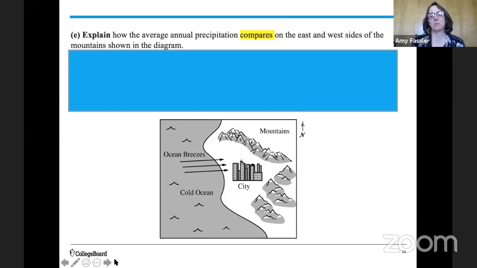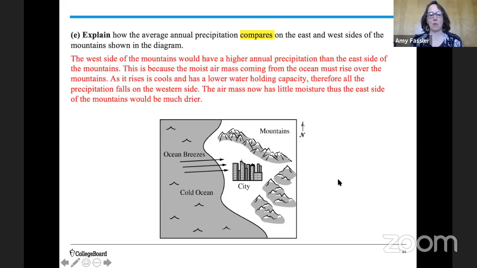Next, we're going to go to explain how the average annual precipitation compares on the east and west side of the mountains. And the key word there is compare. If I simply say one side of the mountains has a lot of rain, period, I'm not going to have expressed that comparison. So again, reading carefully is so important. Now I have to get the answer right. The west, they tell me what here, this is north. So the west side of the mountains would have a higher annual precipitation. The eastern side of the mountains would have a lower annual precipitation.